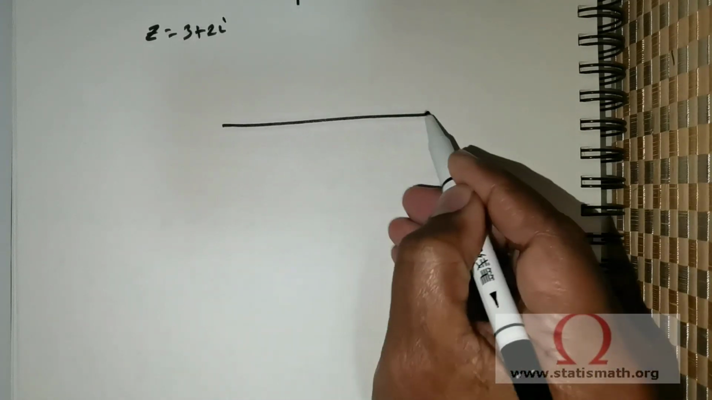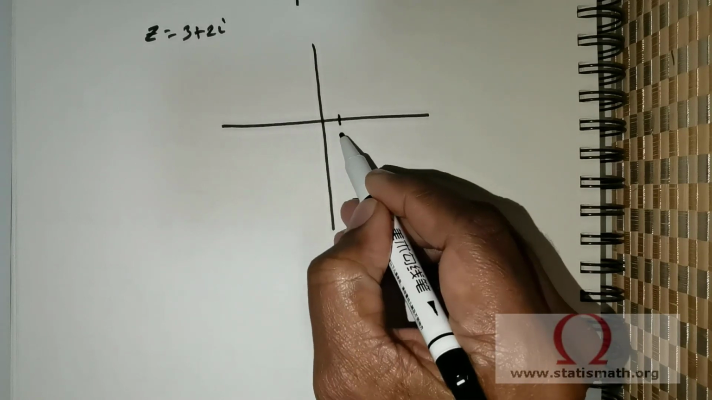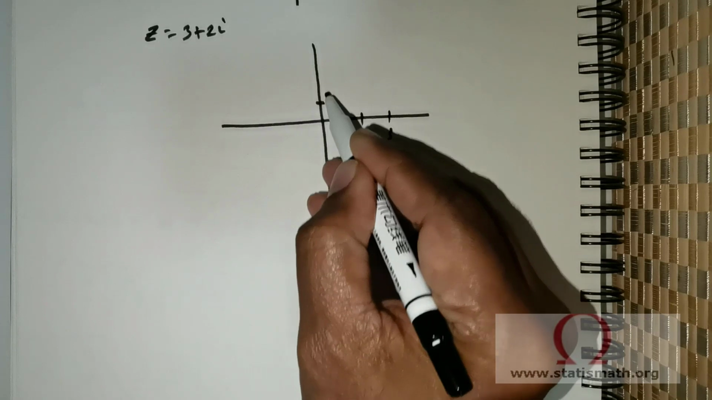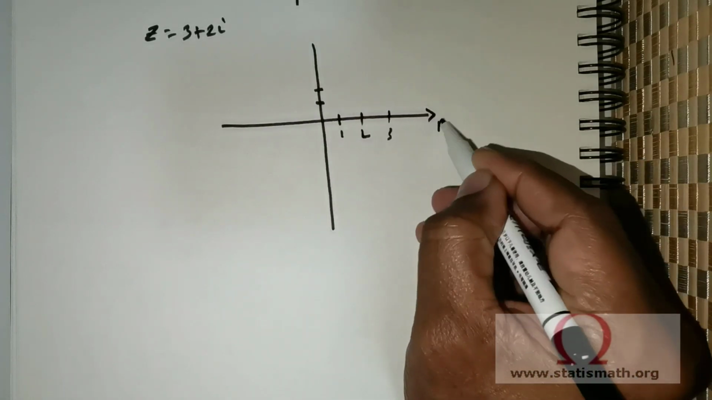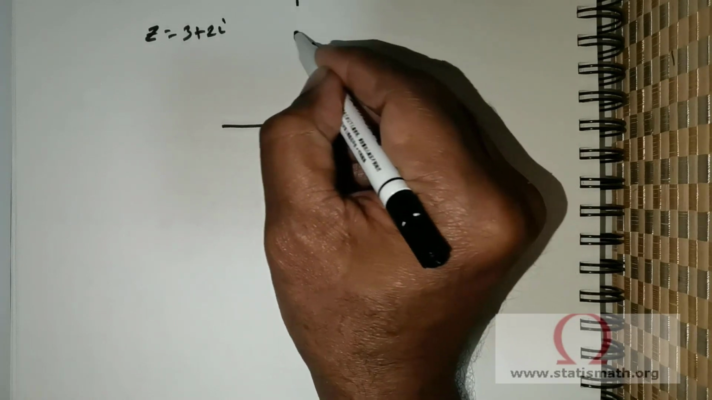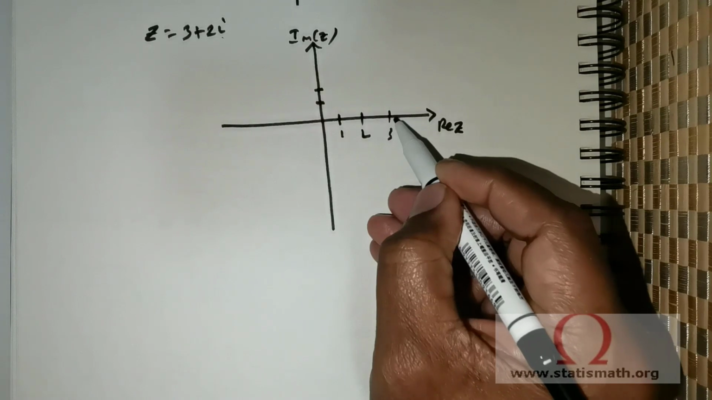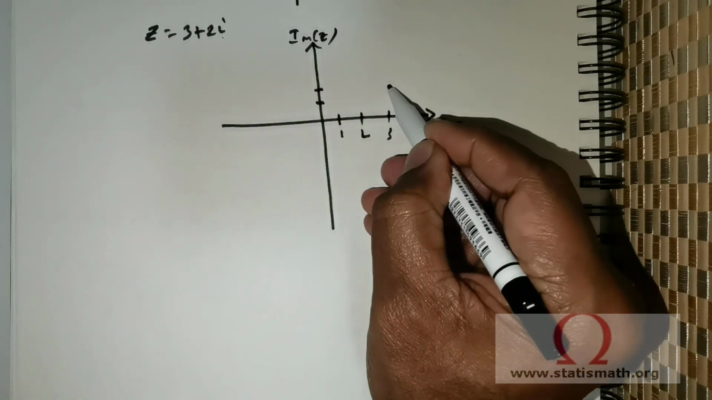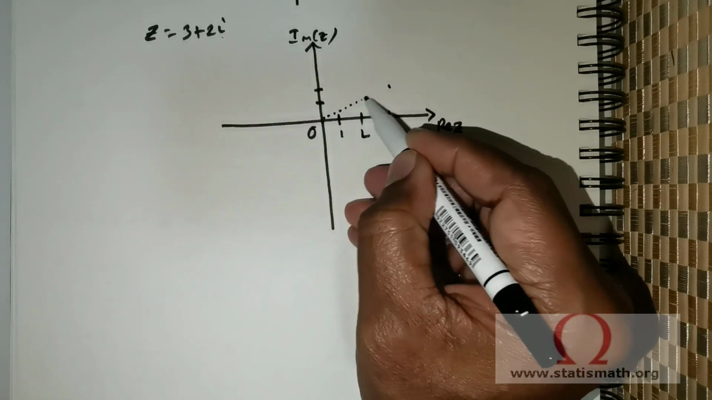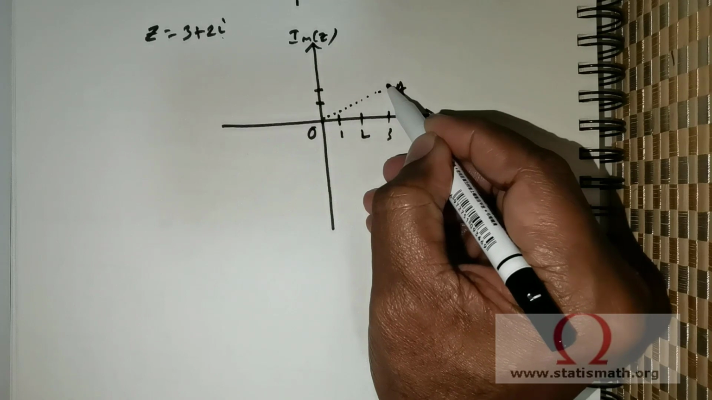So let us represent these points. Now if I were to take this as 1, 2 and 3, so 3 is here and this is 1 and 2. By the way, this is the real axis, this is the imaginary axis. So 3 and 2, so this would be the point. From the origin, we need to represent it by a position vector. So this point will be A, right?